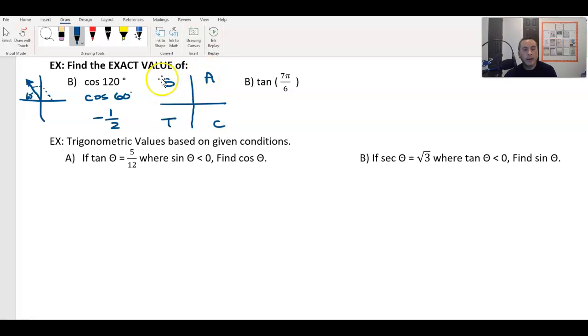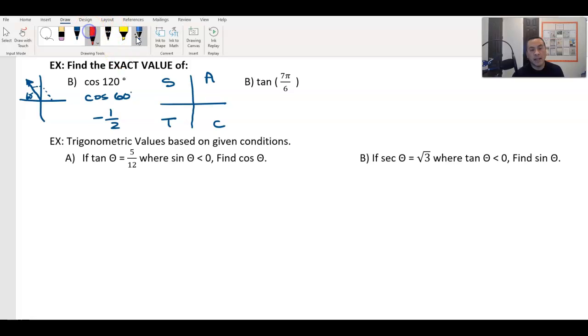So again, in this quadrant, quadrant 2, sine is positive, which means cosecant is positive also. In this quadrant, tangent is positive, so that means cotangent is also positive. In this quadrant, cosine is positive, which means secant is positive as well. All right, let's go to the next one.